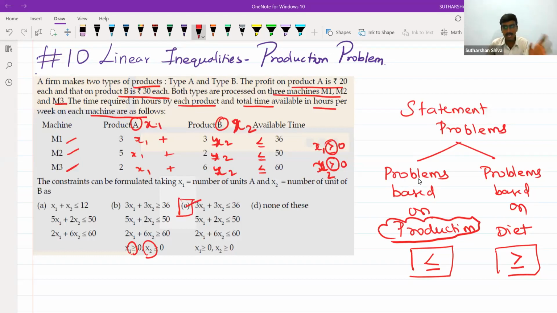Whenever it is based on production, it is the less than sign; whenever it is diet, it is the greater than sign.